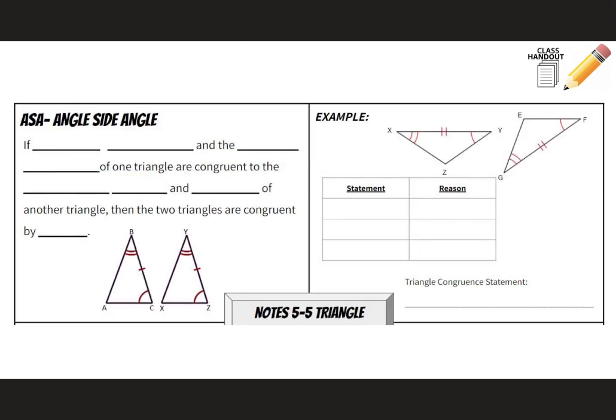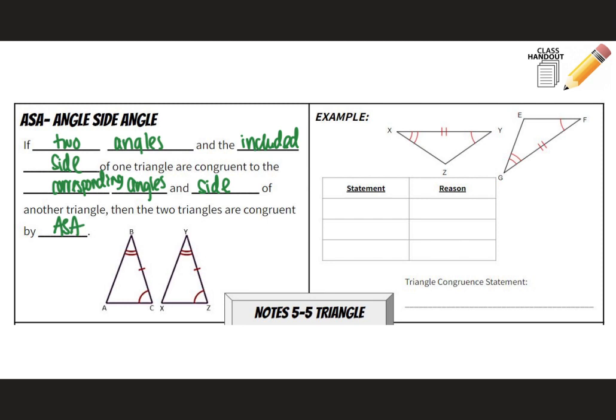All right, the next congruence postulate is ASA, which stands for angle, side, angle. Angle, side, angle states that if 2 angles and the included side of one triangle are congruent to the corresponding angles and side of another triangle, then the 2 triangles are congruent by ASA.